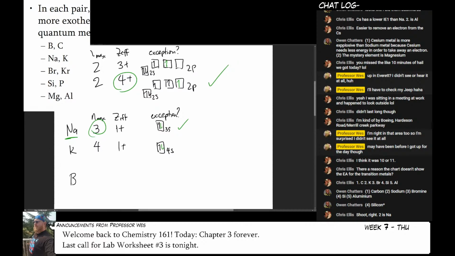So we got bromine and krypton. Bromine has Nmax equals, I don't know, I have to look it up, 4. Same with krypton. Now, looking at this, you might say, oh, look at that. There we go. That's going to be the end result, right? But I put too many boxes there. Let's undo that.